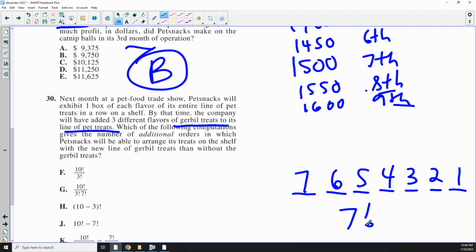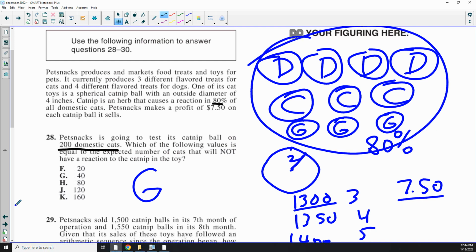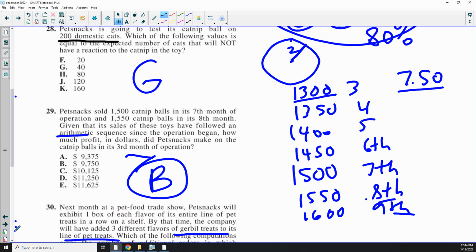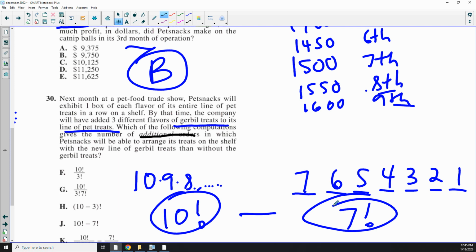But I'm going to add 3 boxes. So instead I have 3 more gerbil treats to add, these are all different too. I'm not doing a good representation of that. So I now have 10 different treats. So the number of ways I can write that is 10 times 9 times 8 times 7, or 10 factorial. Now the question was, how many more orders will I have on the shelf? So it's the difference of the two, 10 factorial minus 7 factorial. Whenever they ask how many more, you know you're subtracting the little number from the big number.